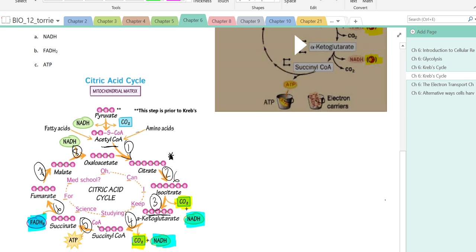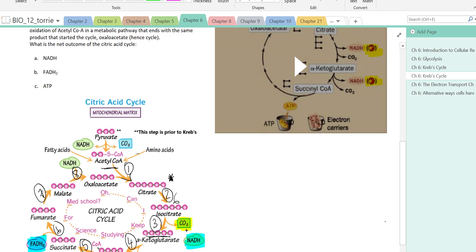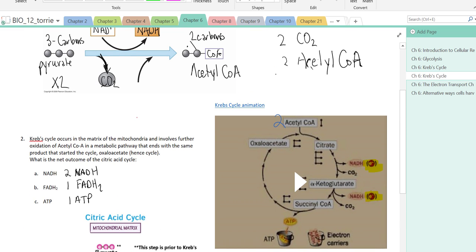We don't need to know all these individual molecules that are used and formed, but we do need to know the NADH, FADH2 and the ATP. So what we get out is 2 NADH, we get 1 FADH2, and we got an ATP being produced here. We got 1 ATP.